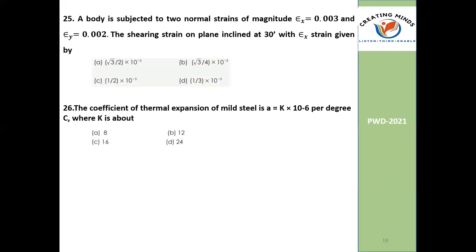The coefficient of thermal expansion of mild steel is alpha equals K into 10 power minus 6 per degree, where K is about. See, it's a direct question. What he is asking is, what is the thermal expansion of mild steel? It's a standard value. Any guess? For steel, what is the thermal expansion? You must know that standard value.